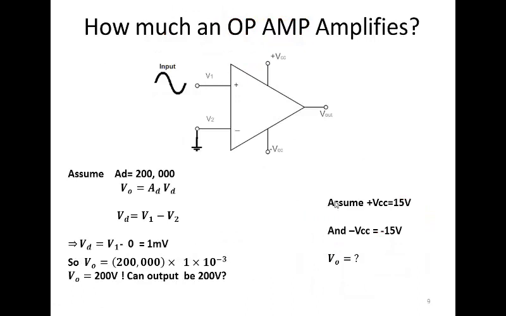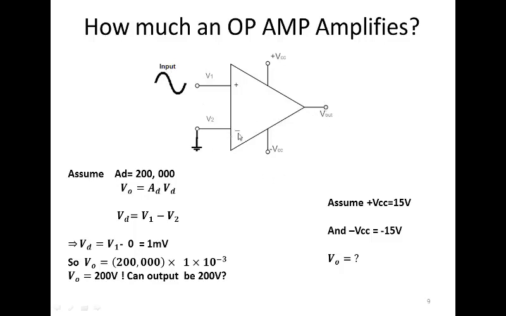Next is how much an op-amp amplifies. What is the gain of the amplifier, and what will I get at the output if I apply an input signal, with the gain being very high? So assume that the gain of the amplifier is 200,000, and I want to find out the output for this op-amp, and I apply a signal at the input, for example, V in equal to 1 millivolt. So this input has a magnitude of 1 millivolt peak value. Then with the gain of 200,000, what will I get at the output?